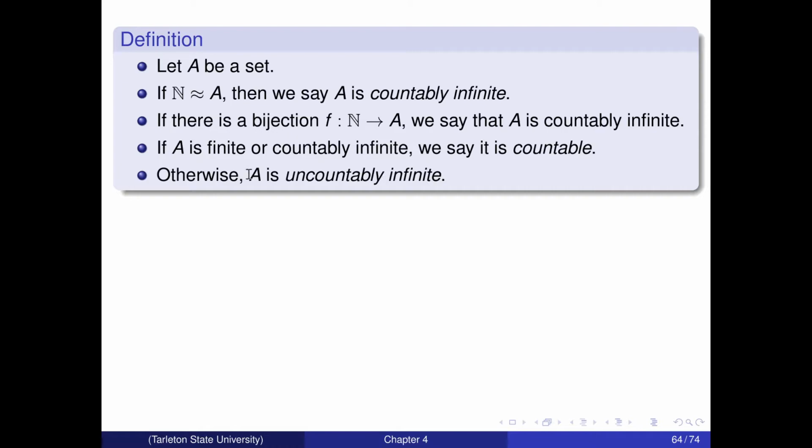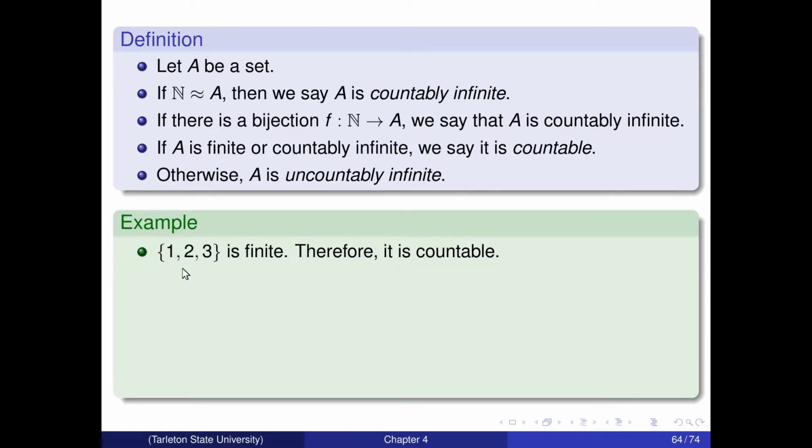But then there are also sets that are neither finite nor countably infinite. Those sets are called uncountably infinite. So just to get a sense of what these definitions are telling us, let's look at some examples. So here's a quick one. This set {1, 2, 3} is finite. And again, we will consider finite sets countable. So any finite set is considered countable. This is a countable set.